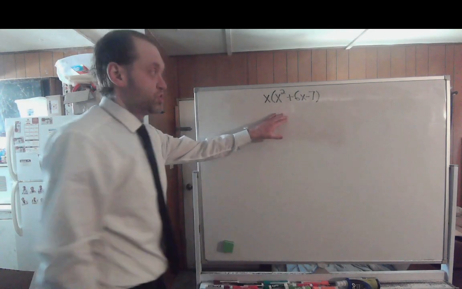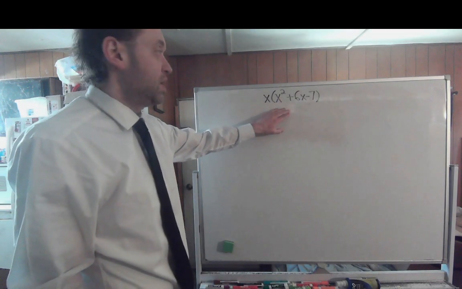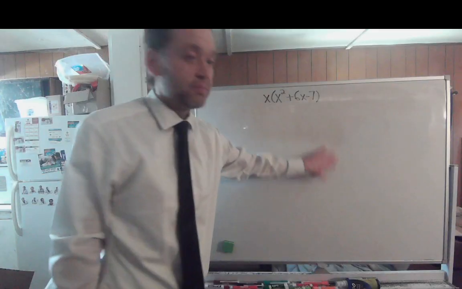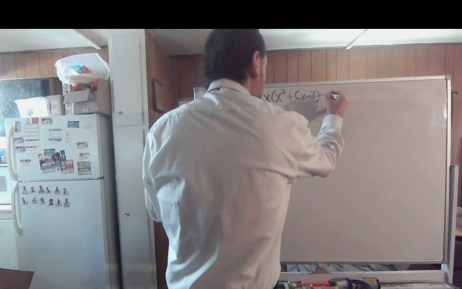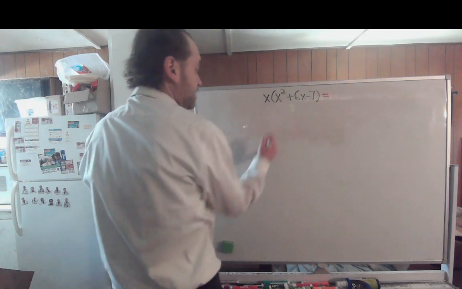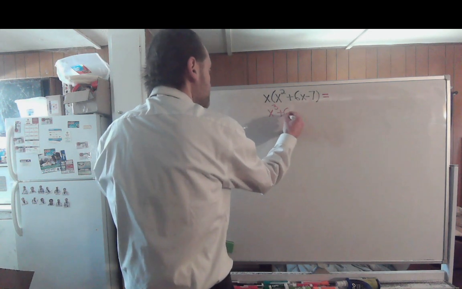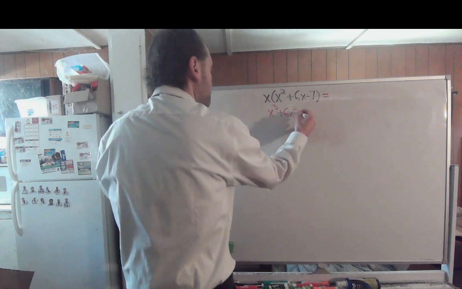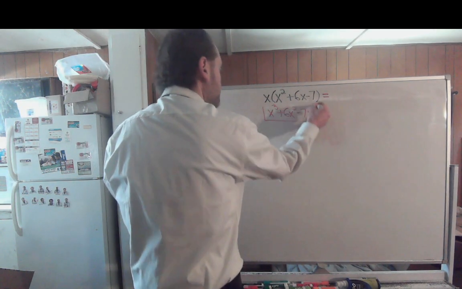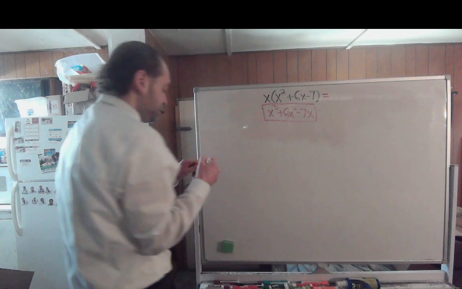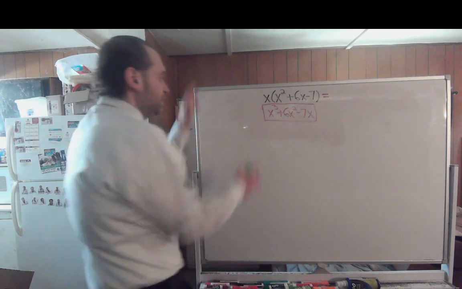Here for the first one, we have a real easy one. You have a simple distributive type. You have x on the outside of the parentheses times the quantity of x squared plus 6x minus 7. As you know, you would just distribute the x. Use your distributive property. This would become x to the third plus 6x squared minus 7x. That's all you would get. Easy enough, right? The distributive types are real easy.